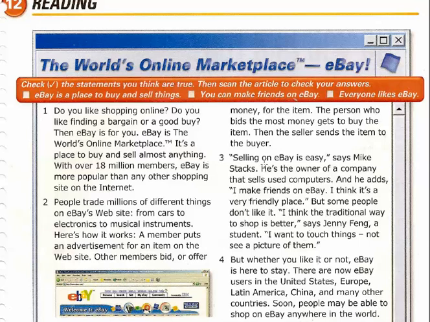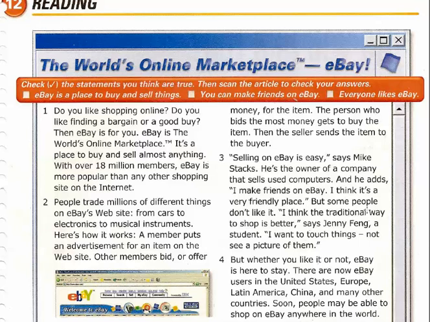Selling on eBay is easy, says Mike Sticks. He's the owner of a company that sells used computers, and he adds, I make friends on eBay. I think it's a very friendly place. But some people don't like it. I think the traditional way to shop is better.